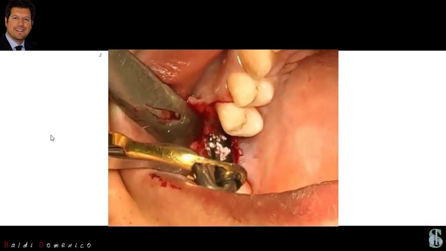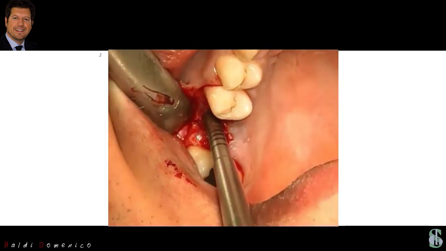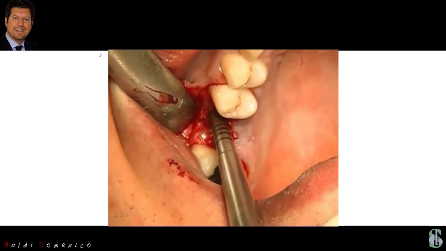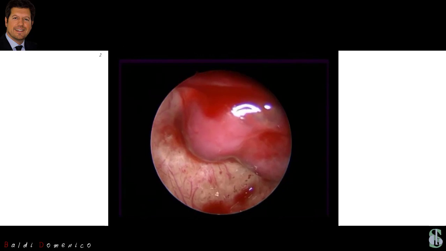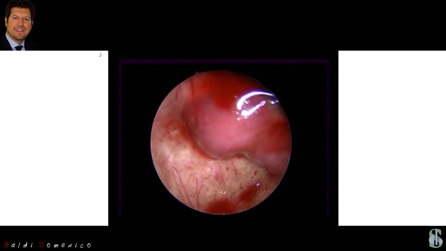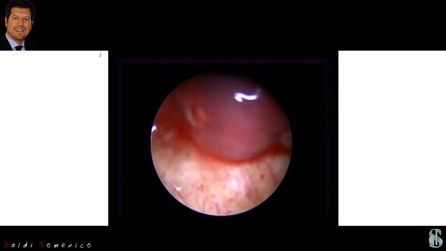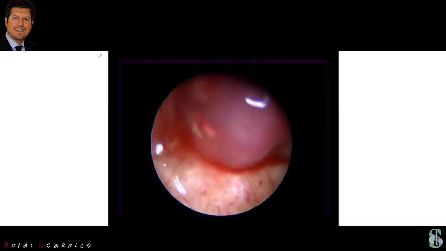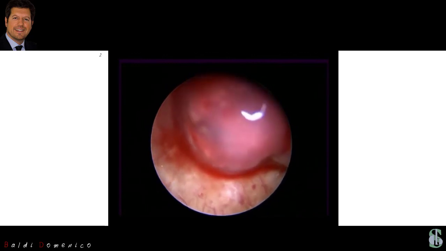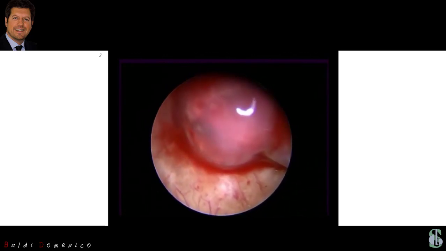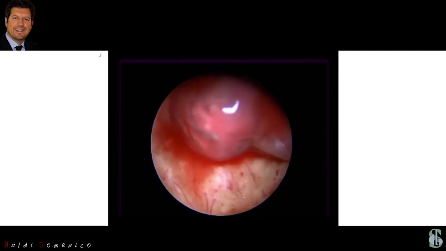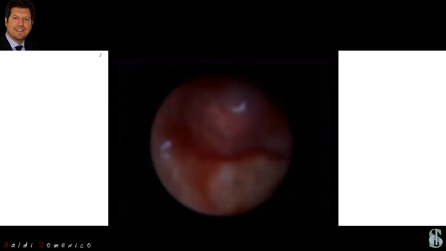When we do the elevation with grafting material, of course, we have to know very well the dimension, the size of this material, because when we push this material against the internal side of the schneiderian membrane, we can have a perforation. In this sinusal view, you can appreciate how very thin the schneiderian membrane is. In fact, in transparency, you can see the threads of the bur during our work. And so you can understand how difficult it is to manage this procedure.